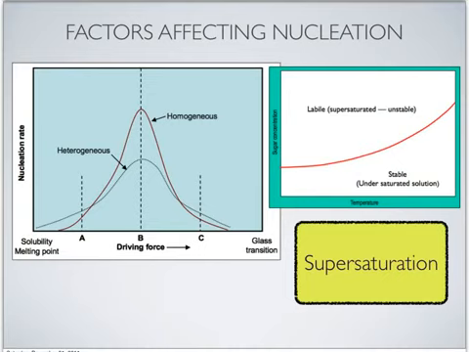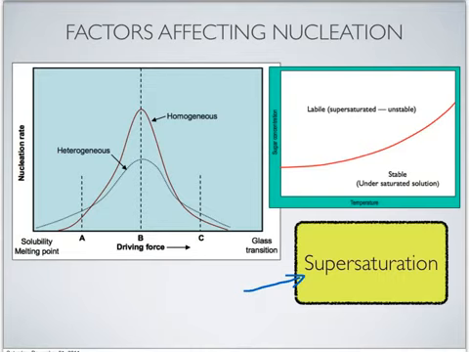Now let's discuss some factors which can affect the rate of nucleation. The first factor that we want to discuss here is the supersaturation. The nucleation rate usually goes through a substantial increase as supersaturation increases through some critical point. And below this critical supersaturation, nucleation rate is very low, whereas above this critical point, nucleation rate is very high.